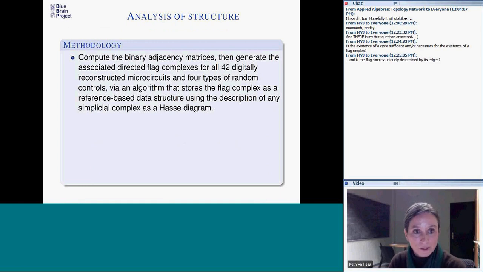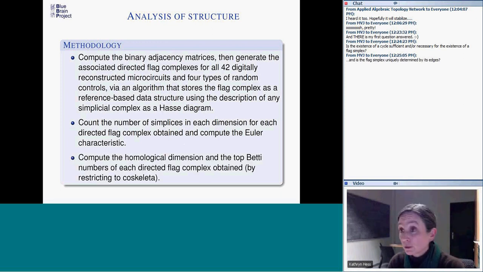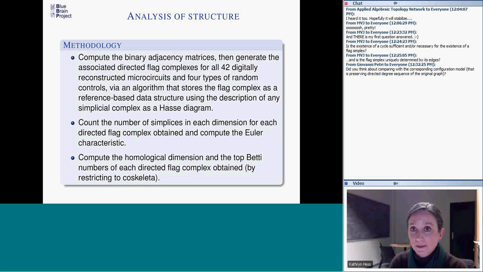let me say some more here. A few words about some of the work that we really did for this. So, how to generate and store these directed flag complexes. We have Hasse diagrams as a form in which to store these. And then we're counting the number of simplices in each dimension, so the number of directed cliques of the different sizes, and computed the Euler characteristics. We looked to see, okay, what's the homological dimension of these flag complexes? We wanted to see what the numbers were.